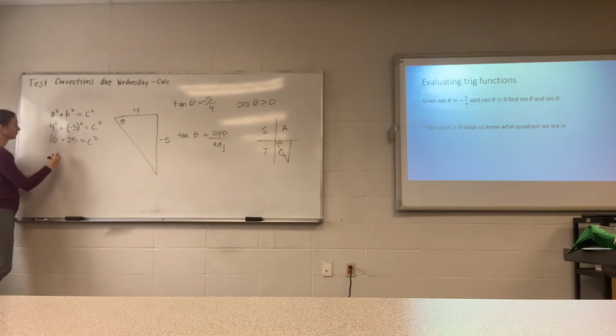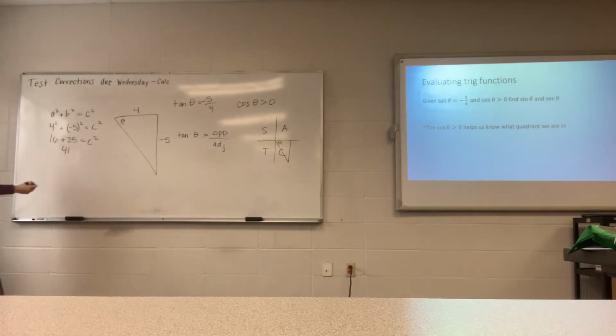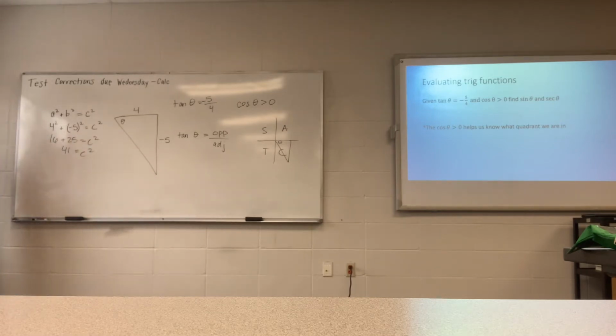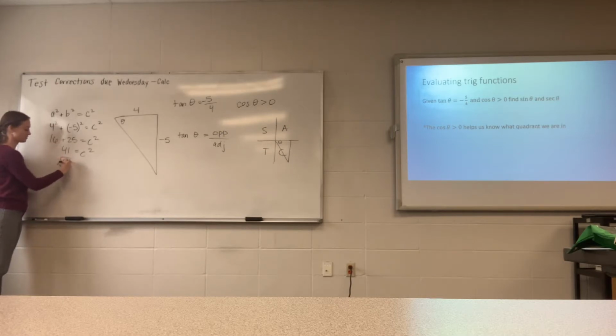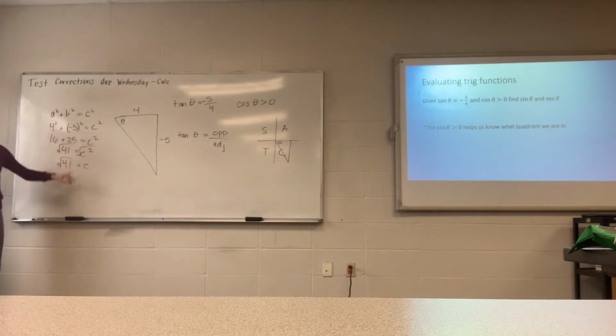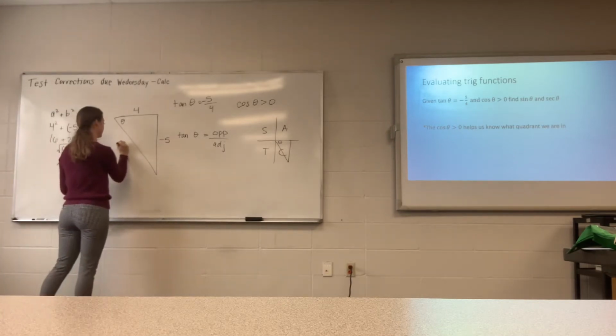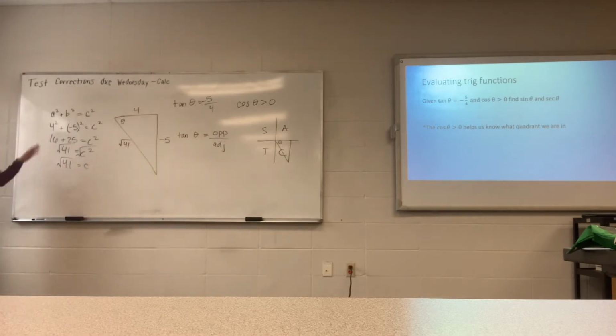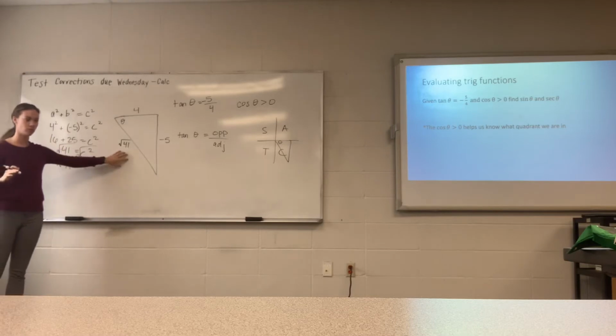And 16 plus 25 gives me 41. That is equal to c squared, and then c would be the square root of 41. So I know that this side length right here is going to be the square root of 41. It came out positive, so I don't need to worry about my signs or anything.